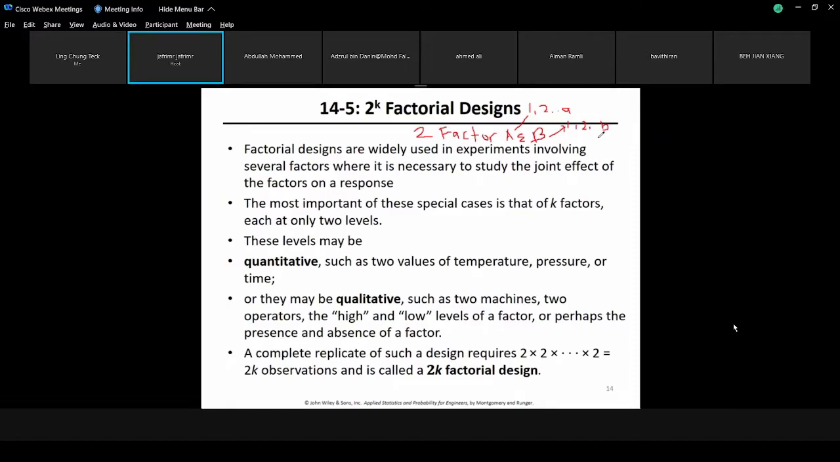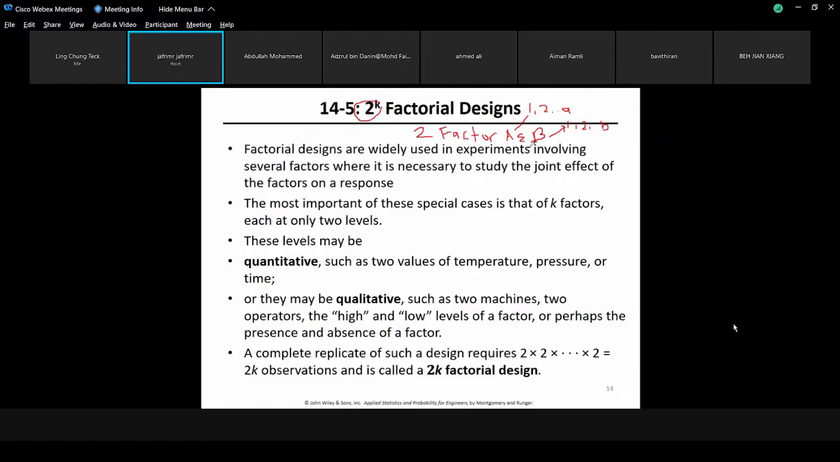From today onwards, our focus should be on the 2 power of K design. From now onwards, meaning today, 11 November, until our semester ends, I think at the end of January 2022, we will focus on 2 levels only. Here, 2 means 2 levels.